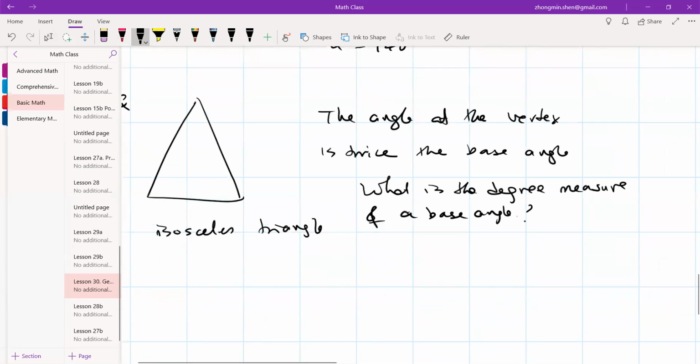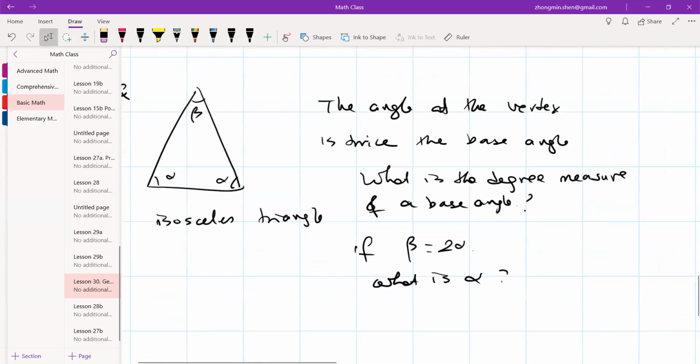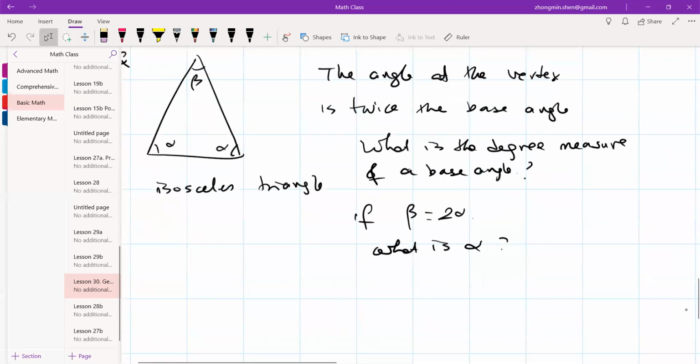Okay, so let's say this is beta, and this is alpha, and this is alpha. If the angle at the vertex on the top is twice the base angle alpha, what is alpha? Roughly speaking, the angle at the vertex on the top is twice the base angle. Is alpha 45? Wait, but is that possible? Jasper, I'm waiting for your answer. Hurry up. I'm thinking it's 45.